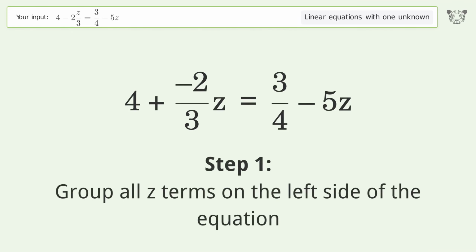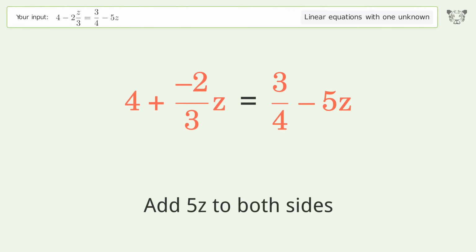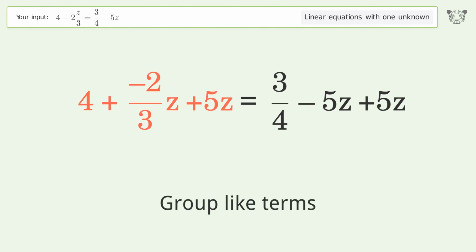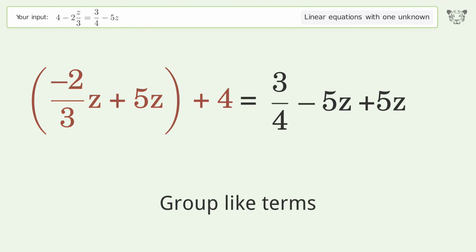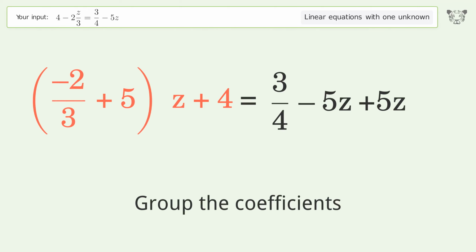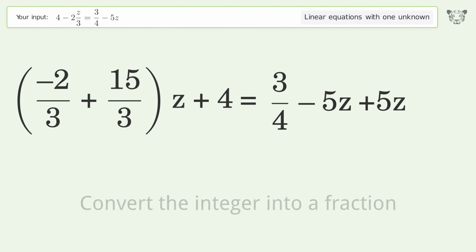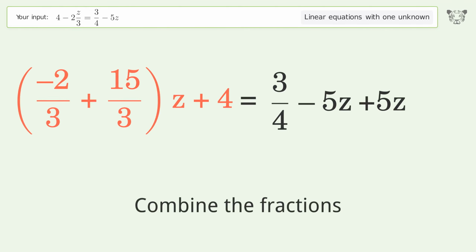Group all z terms on the left side of the equation. Add 5z to both sides. Group like terms. Group the coefficients. Convert the integer into a fraction. Combine the fractions.